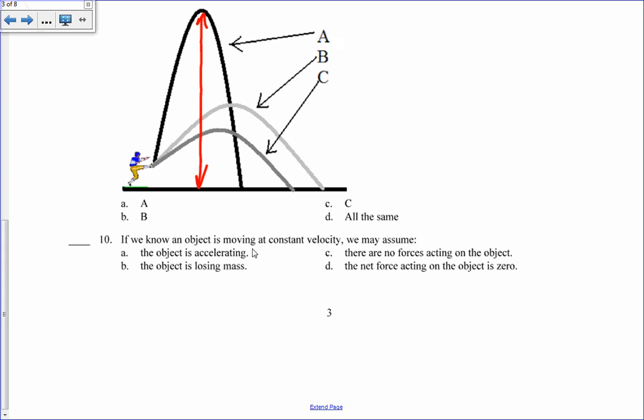If we know an object is moving at constant velocity, we may assume that what? The object is accelerating. Okay, that's not true. If it's moving at constant velocity, the acceleration is 0. The object is losing mass. We can't assume that is true. There are no forces acting on the object. Not necessarily. We can have forces acting. Or the net force is 0. All right, so the net force, D, is number 10.